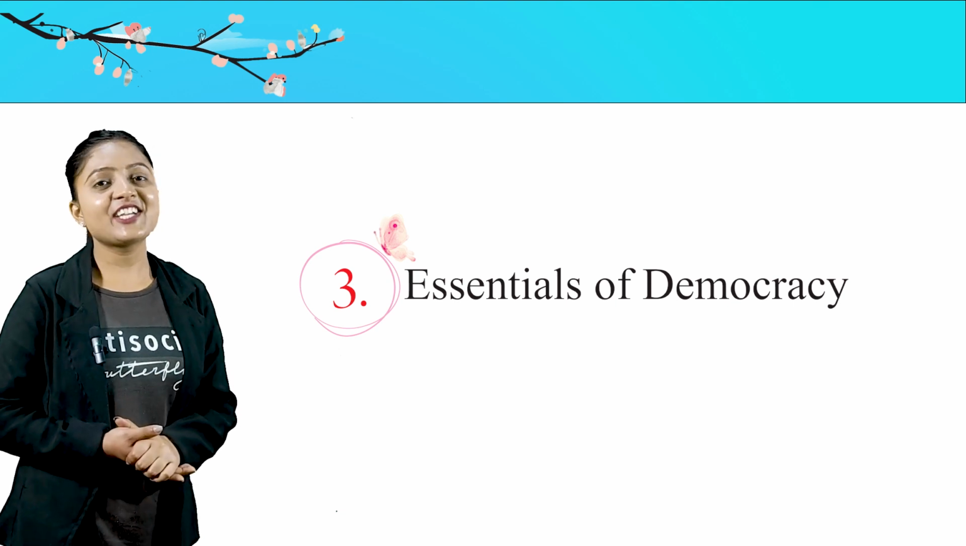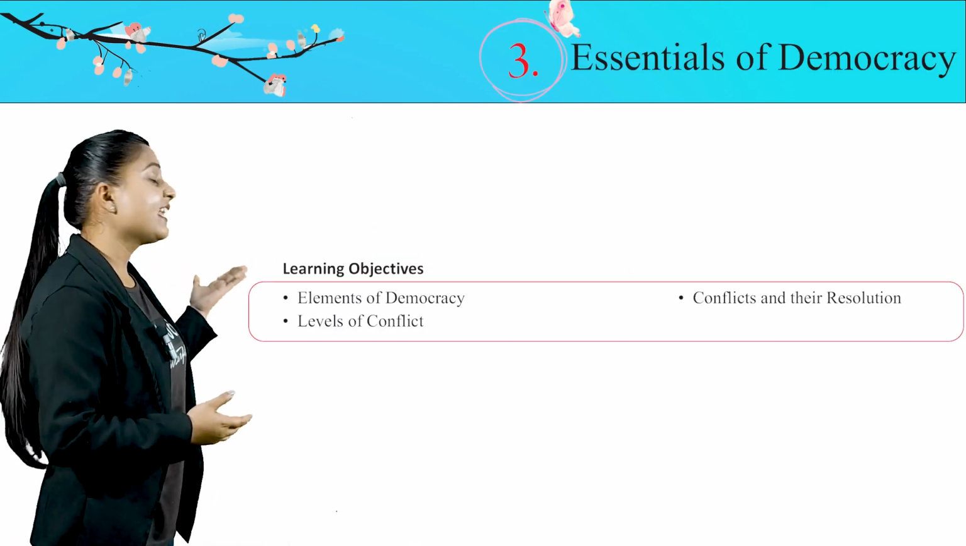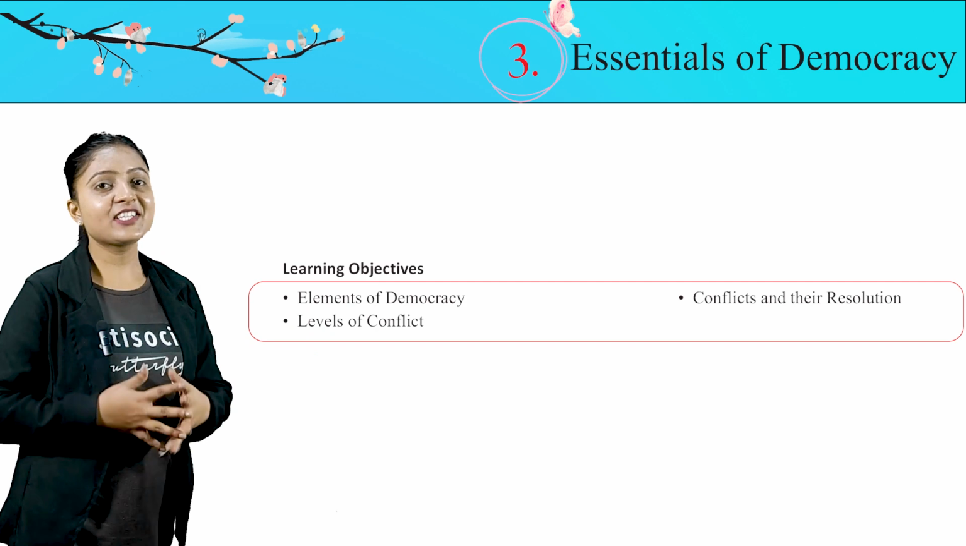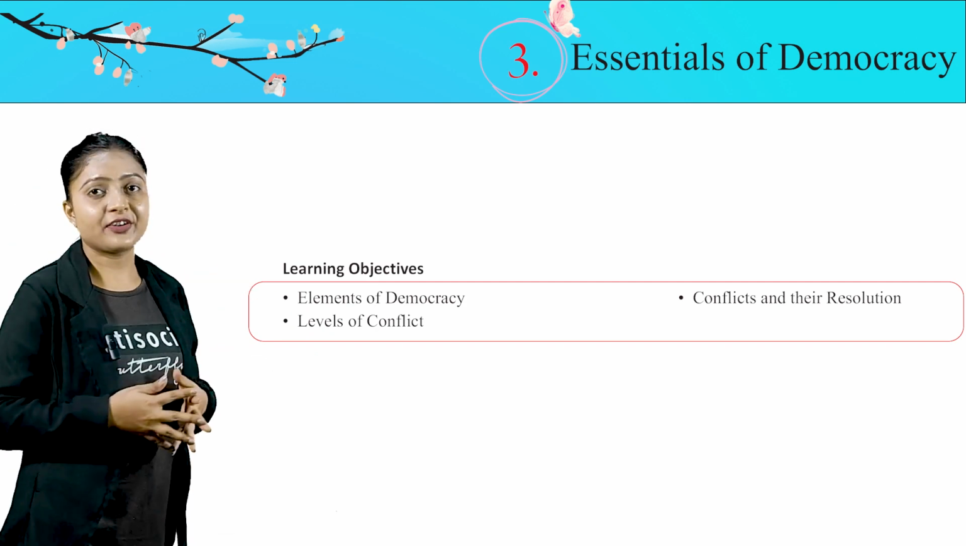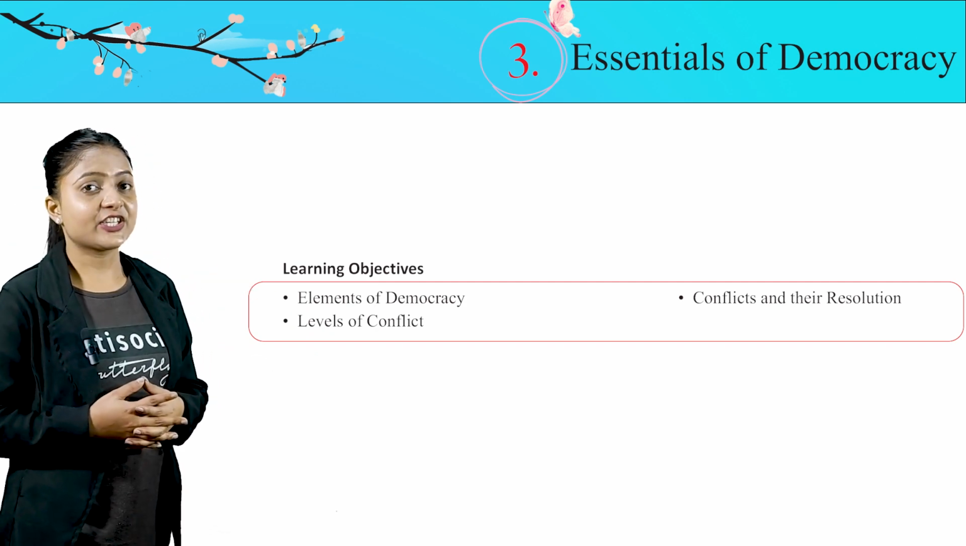Today we are going to start chapter 3, which is Essentials of Democracy. Learning objectives: elements of democracy, levels of conflict and their resolution.